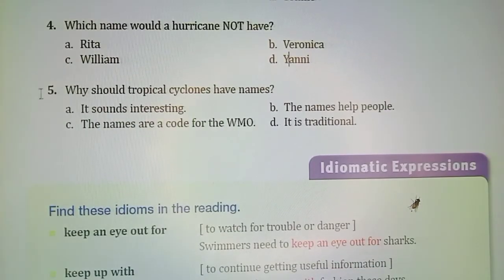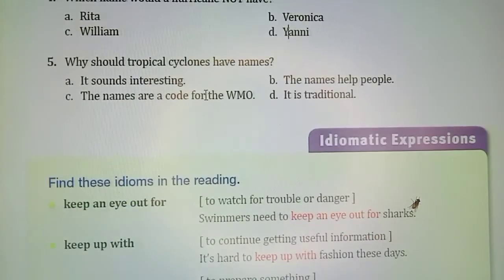So, number five, the last one here. Why should tropical cyclones have names? The letter A, because it sounds interesting. The letter B, the names help people. The letter C, the names are a code for the World Meteorological Organization. The letter D, it is traditional. Yeah, the letter B is the best answer for number five. The names help people. That's right.